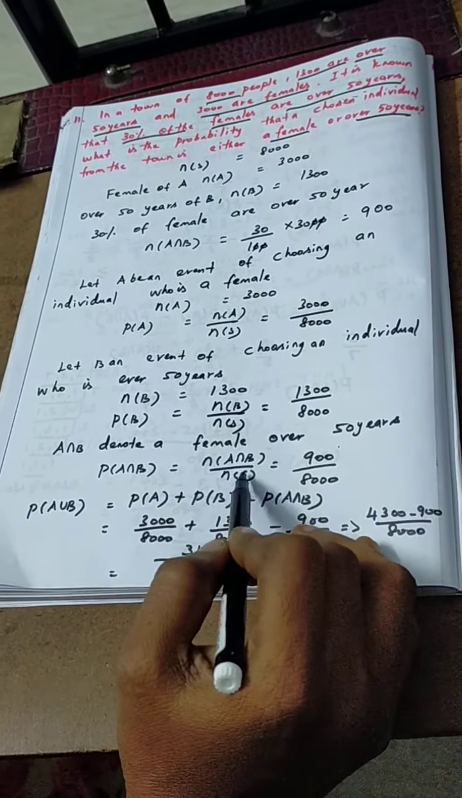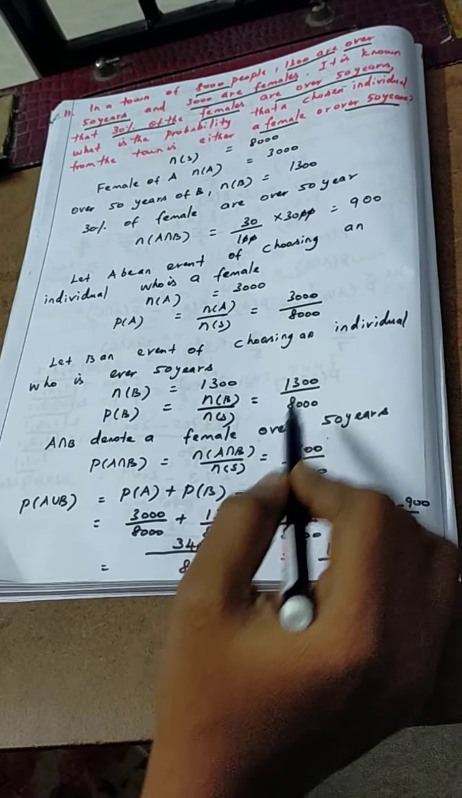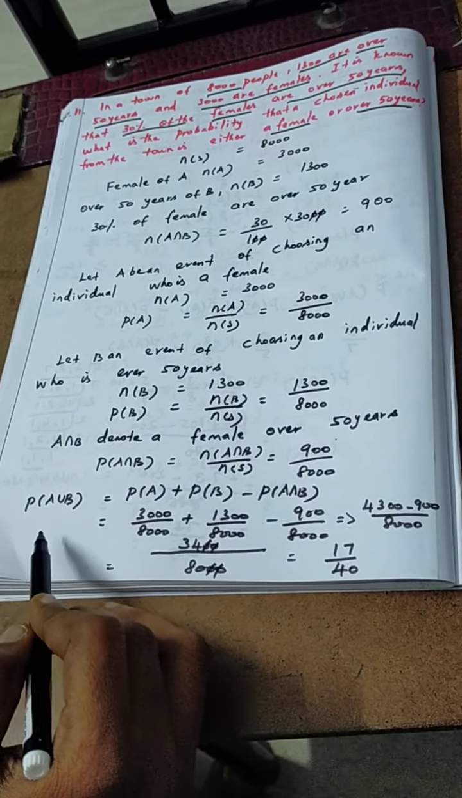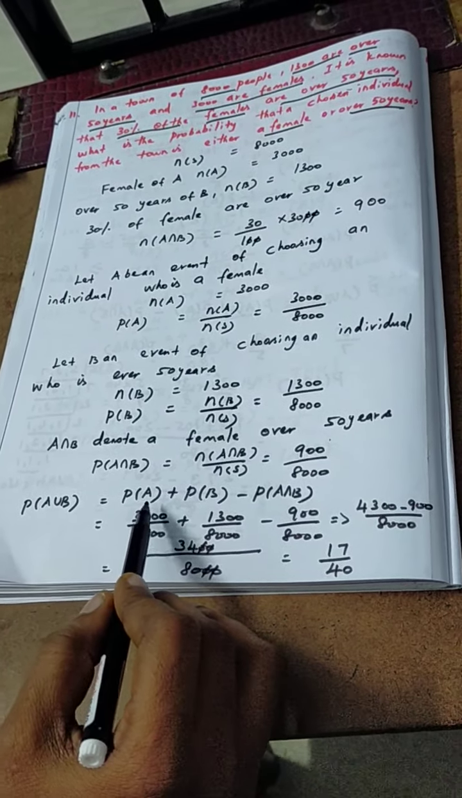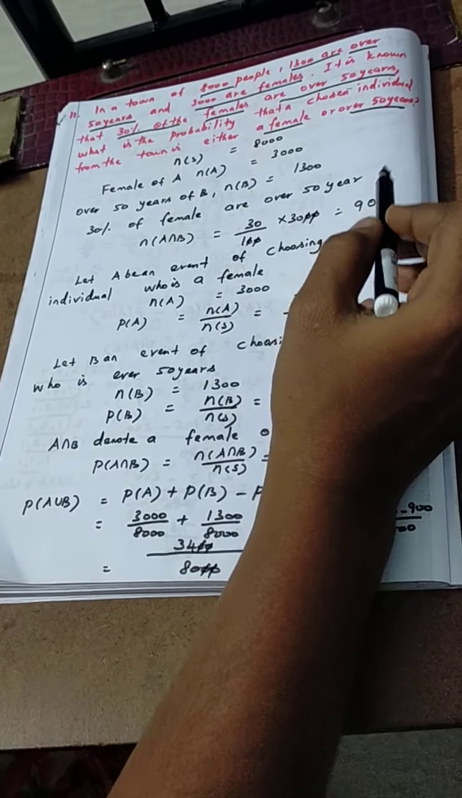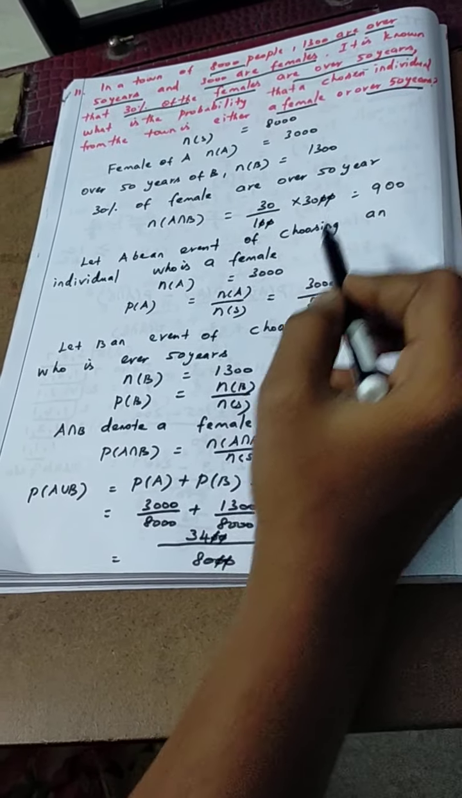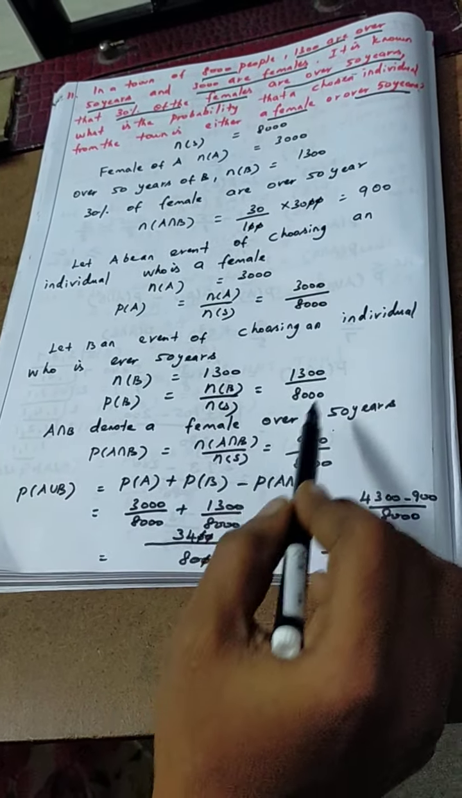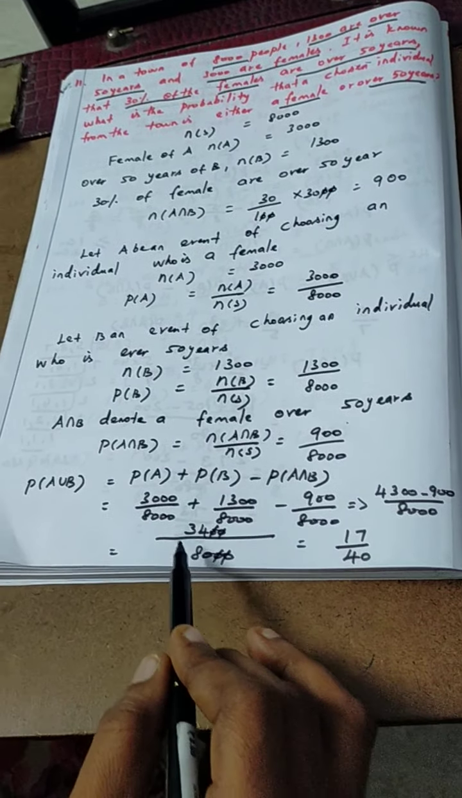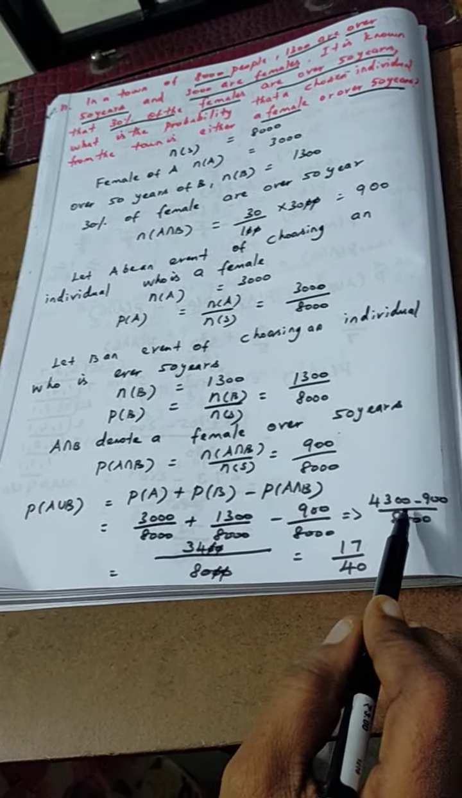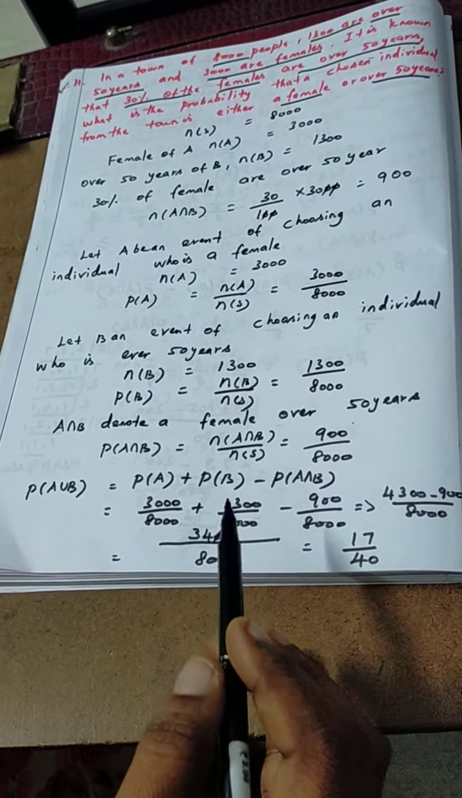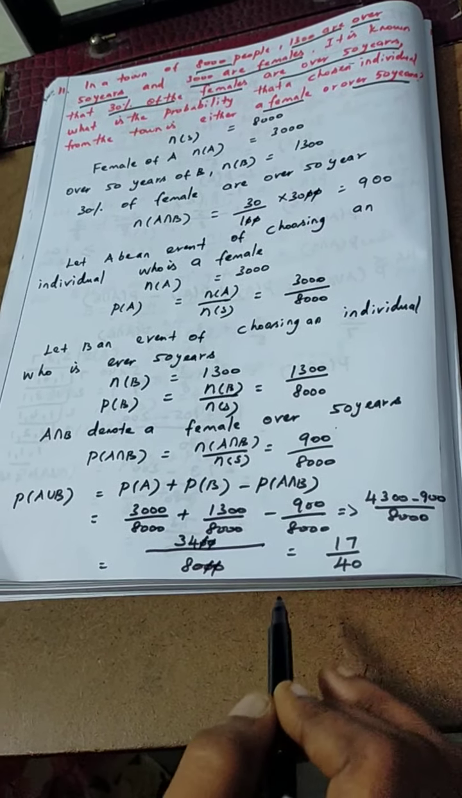So P of A intersection B equal to n of A intersection B by n of S. n of A intersection B equal to 900, so 900 by 8000. Apply the formula P of A union B equal to P of A plus P of B minus P of A intersection B. That is 3000 by 8000 plus 1300 by 8000 minus 900 by 8000. Commonly apply 8000: these two terms are 4300, minus 900, so the answer is 3400 by 8000. Cancel the terms, answer 17 by 40.